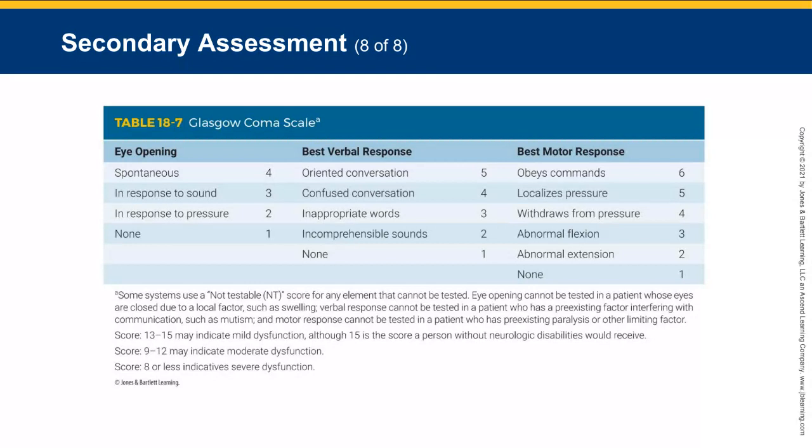So a normal GCS reading would be 15. So 13 to 15 may indicate mild dysfunction, although 15 is a score a person without neurologic disability would receive. 9 to 12 may indicate moderate dysfunction. A score of 8 or less means severe dysfunction is present, and you need to be prepared to manage the patient's airway aggressively.